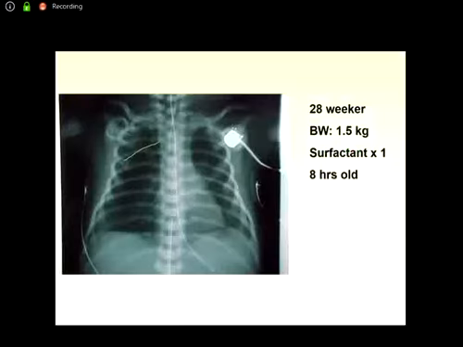I'll give you another example here. We have a 28-weeker, 1.5 kilos, on the X-ray. You've given surfactant at birth, and now the baby is 8 hours old. And you can see that X-ray.